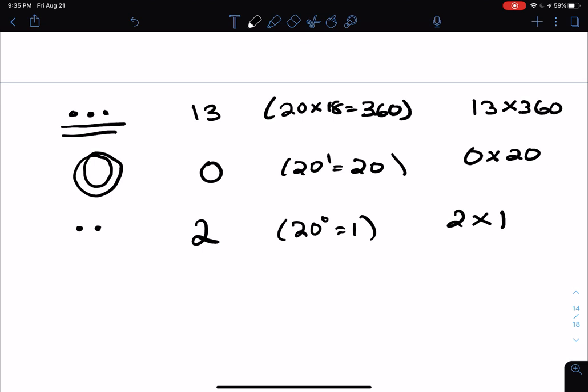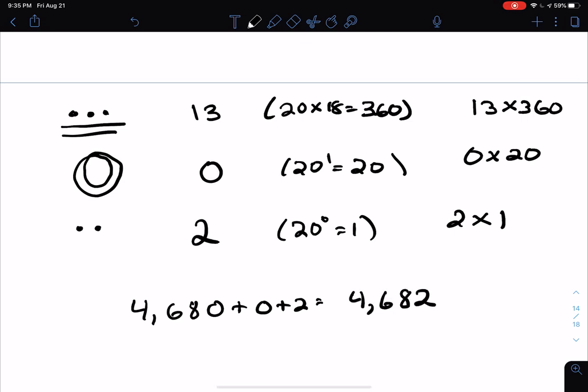So whatever 13 times 360 is, I'm going to pull out my calculator here. You can't see me do it, but I'm going to do it real quick. 13 times 360 is 4,680. So we have 4,680 plus 0 plus 2. So we're going to get 4,682. And there you go.